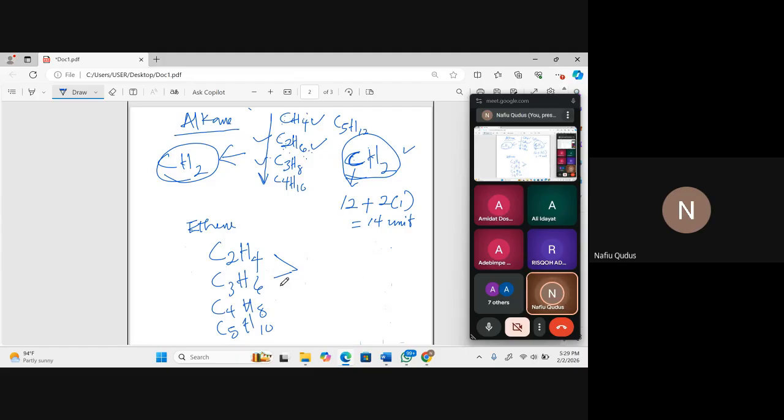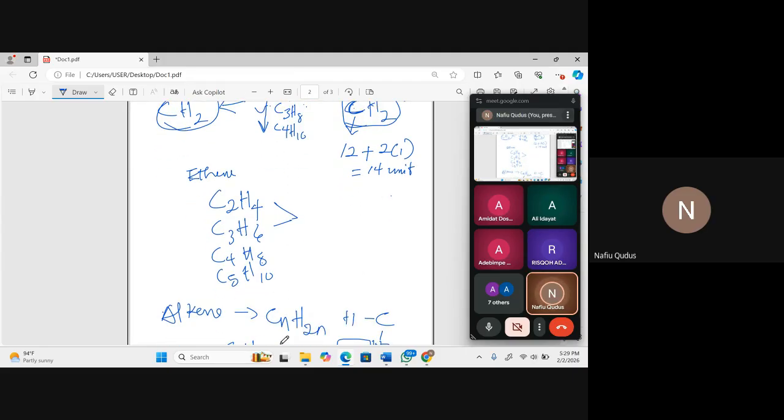What will now be the next member? C6H12, right? The next member will be C7H14, and so on and so forth. All these members, all these families, they follow what we call homologous series. Two consecutive members differ in molecular formula by CH2 and in molar mass by 14 units.